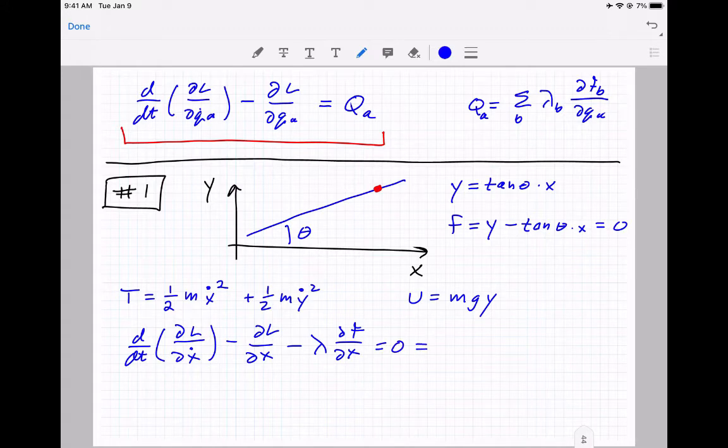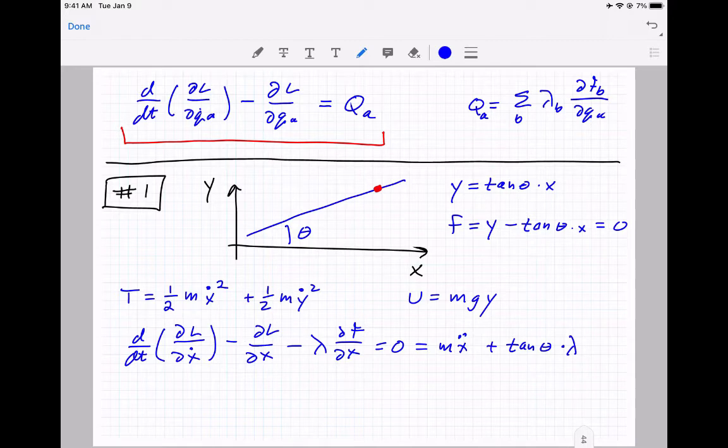The d/dt of dL/dx dot is going to be m x double dot. Then there is no dL/dx because there's no x dependence in the U. Then I come to the lambda df/dx. There's a minus sign in it, and so this gives me a plus tan theta times lambda.